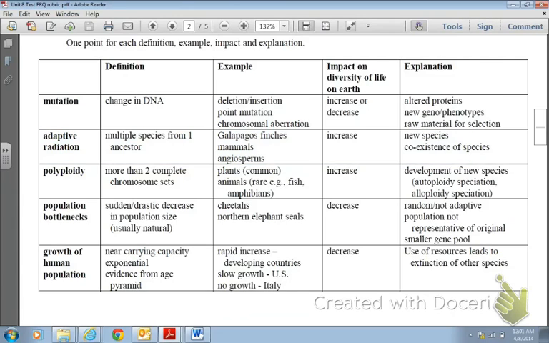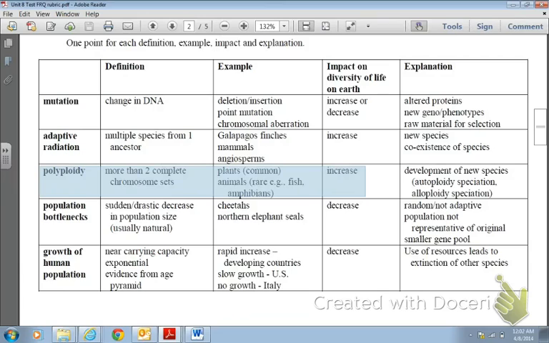All right. Polyploidy, a lot of people wrote about this, and they didn't know what it was. Polyploidy is more than 2 chromosomes for each chromosome, so more than a pair. Haploid is 1 chromosome. Diploid is 2 chromosomes. Polyploidy would be more than 2. An example would be a strawberry or a banana. So they have more than 2 sets. Plants. That's going to increase diversity.